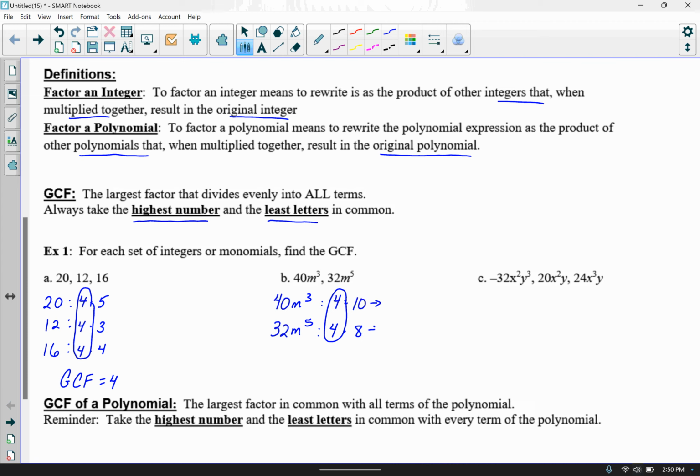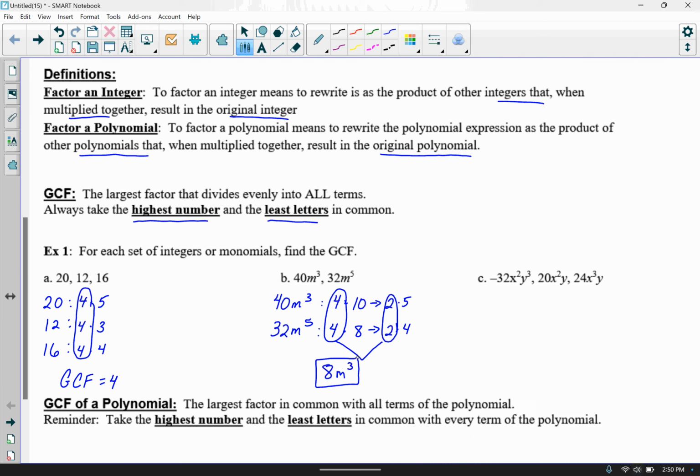All right, so now what's the number that'll go into both 10 and 8? If you agree, that'd be a 2. 2 times what will give you 10? That'd be 5. 2 times what would give you 8? That'd be 4. So now I circle these 2s. Now here's how I know I can stop. 5 and 4 don't have anything in common. So my GCF then, multiply 4 times 2, which is 8. So there's my GCF, that's my highest number, and now I want the least letters that they have in common. Well, the top one has 3, the bottom one has 5, so I pull the smallest, m cubed.